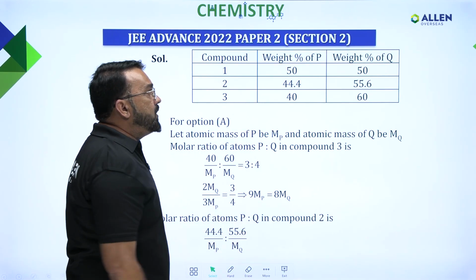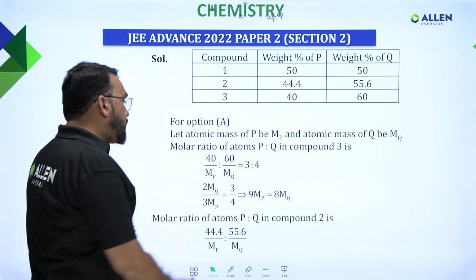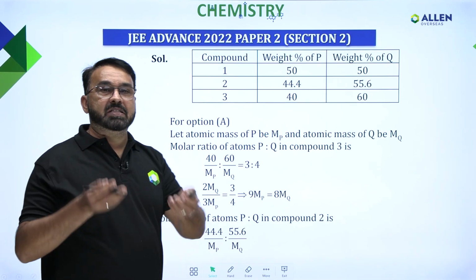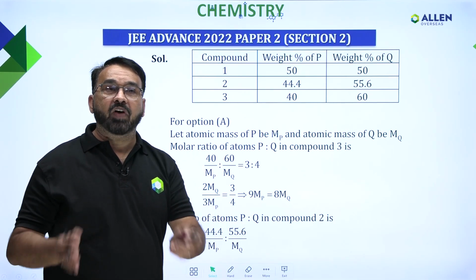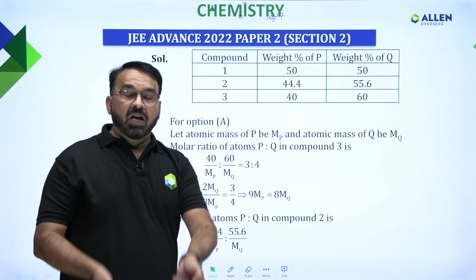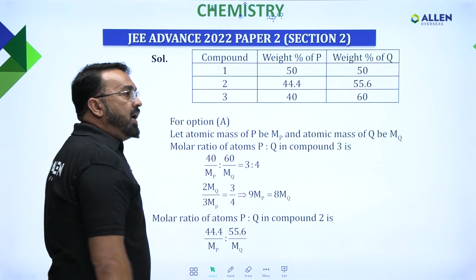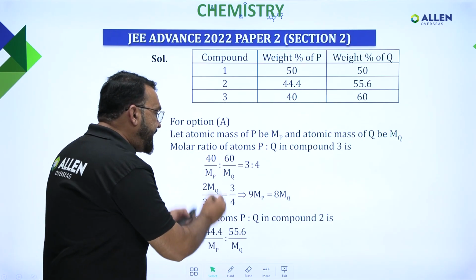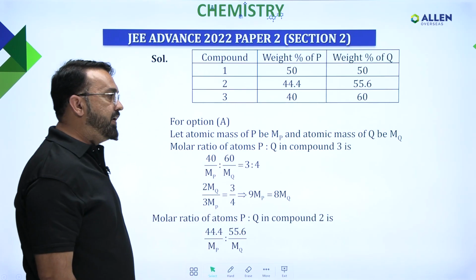In compound 3, we know the percentage weight of P is 40, percentage weight of Q is 60. So when you divide percentage upon atomic mass, right, you're finding out the simplest ratio. How do you find out the simplest ratio for empirical formula? You divide the given percentage by its atomic mass. So you're dividing 40 by the atomic mass MP, 60 by the atomic mass MQ. We're taking the ratio that is equal to 3:4, which is given to you.